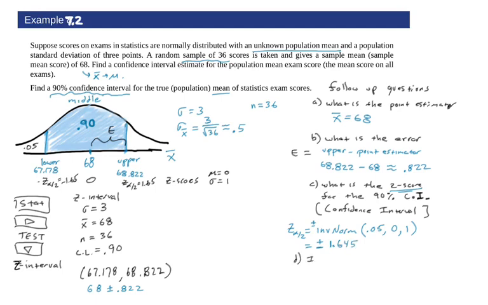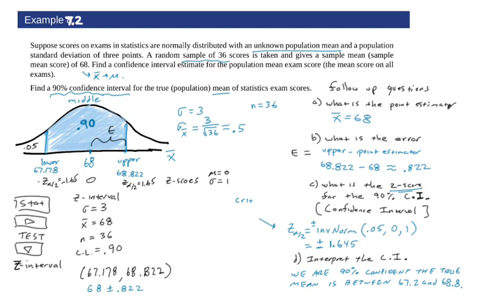And then one more question here. Let's interpret the confidence interval because we always want to write it up properly here. And we would say that we are 90% confident the true mean is between 67.178, or we could just say 67.2 and 68.8 in this case here.